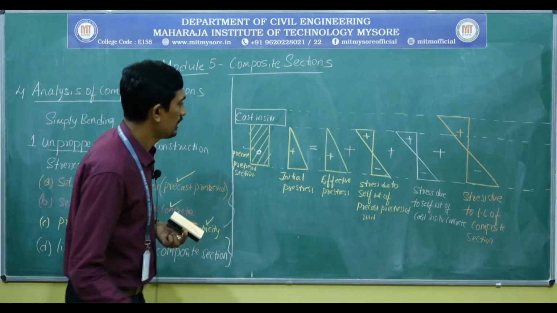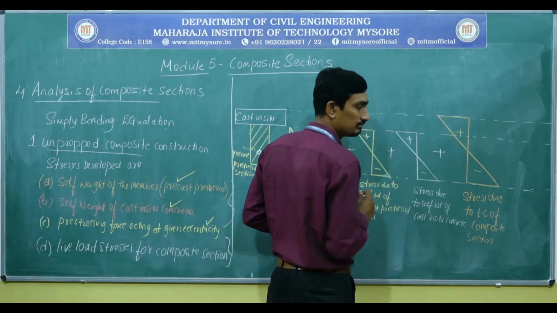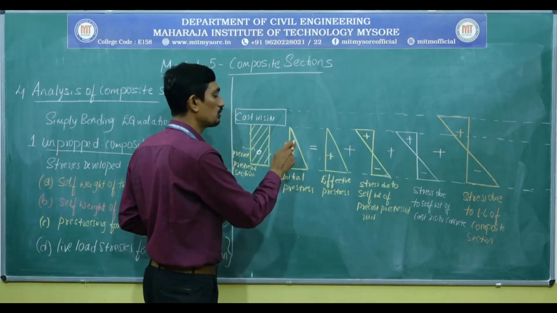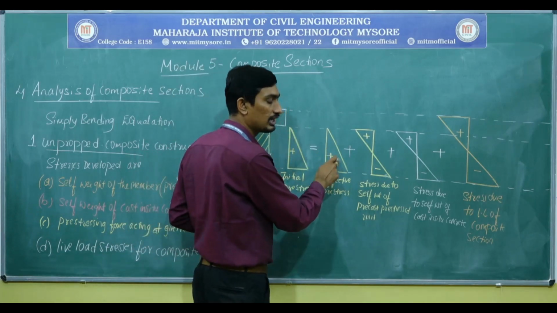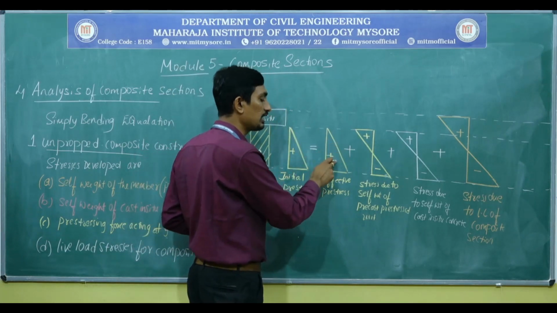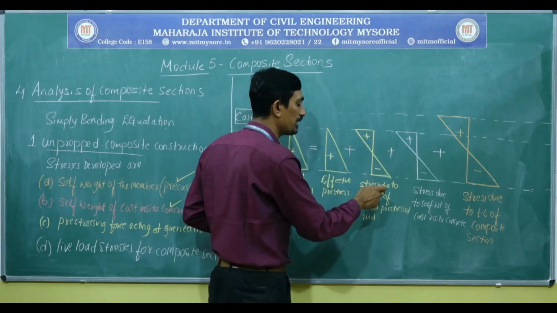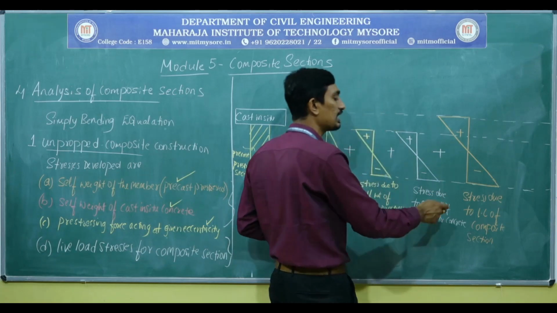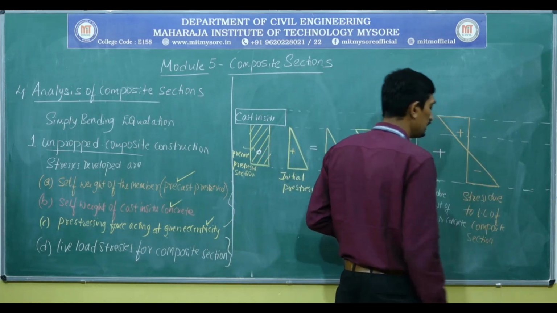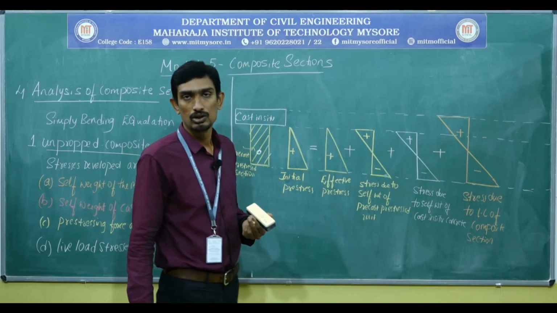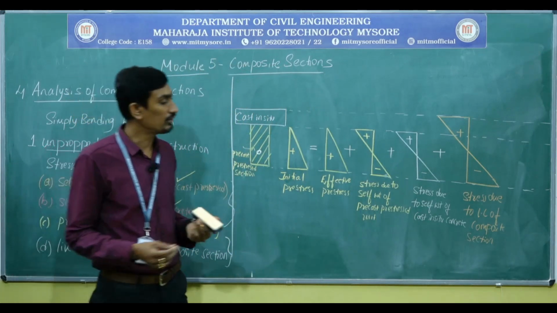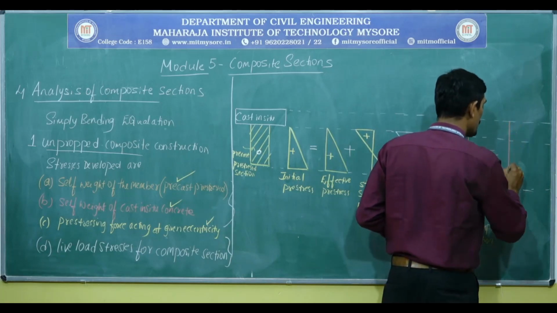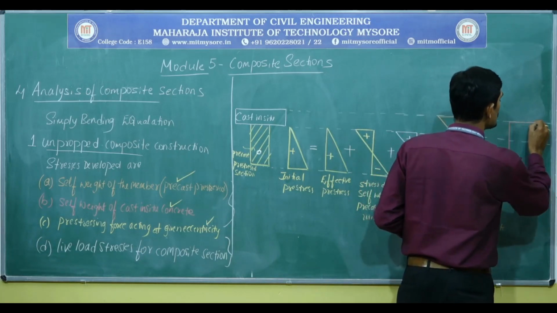So finally, if I sum up all these things: stresses due to the effective pre-stressing force, that is pre-stressing force at given eccentricity, stresses due to the self-weight of the precast pre-stressed unit, stresses due to the self-weight of the cast in situ concrete slab, and stresses due to the live load of the composite section, then I am going to calculate the resultant stresses, which will be predominantly compressive in nature.